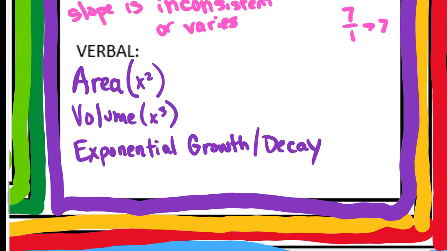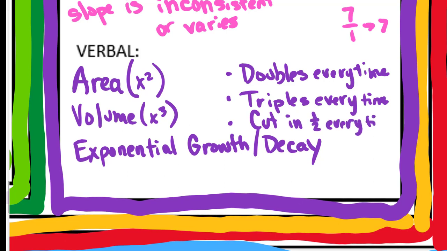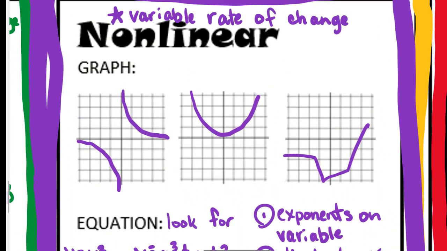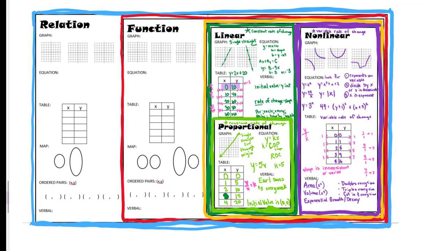And specifically there, we could list if it says it doubles every time, or it triples every time. That would be your factor there. Or it cuts in half every time. All right, all of those are situations that will give you a nonlinear function. So now we've got that part filled out. Next, we'll compare relations with functions.